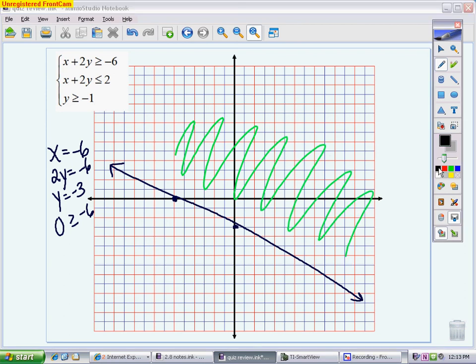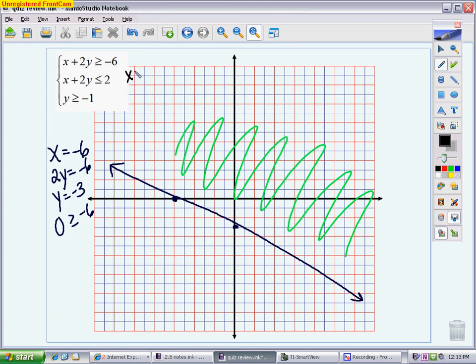Now I'm going to do the same thing with the second line. I'm going to do the cover-up method again. So I get x equals 2. So that gives me my x-intercept. 2y equals 2, so y equals 1. Gives me my y-intercept. I'm going to connect with a solid line once again.